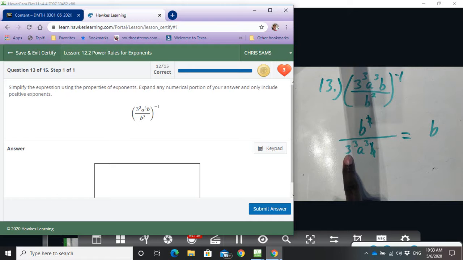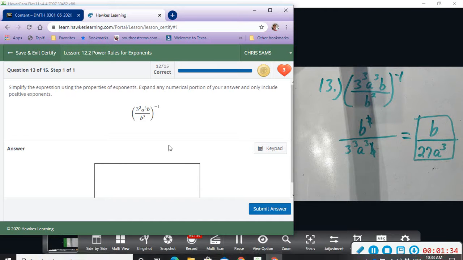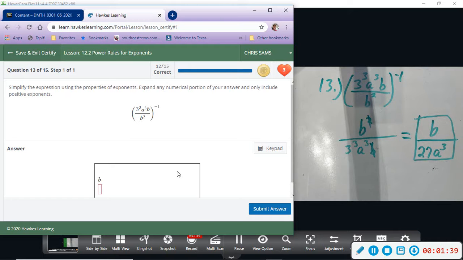And 3 is a number. We're going to go ahead and cube that. 3 times 3 times 3 will give us 27. And then our a cubed will be unaffected. So our final answer here gives us b on the top over 27 a cubed.